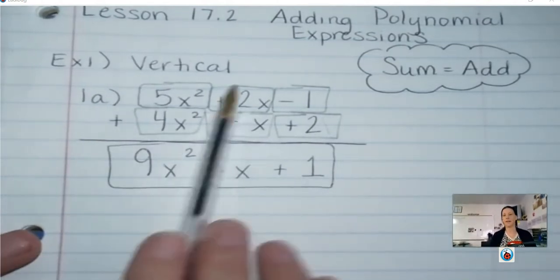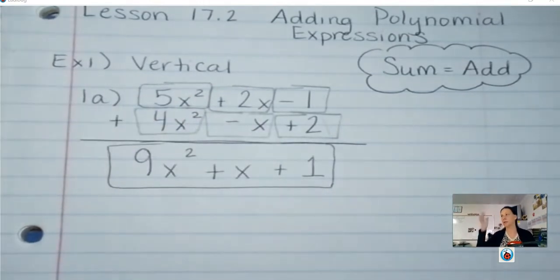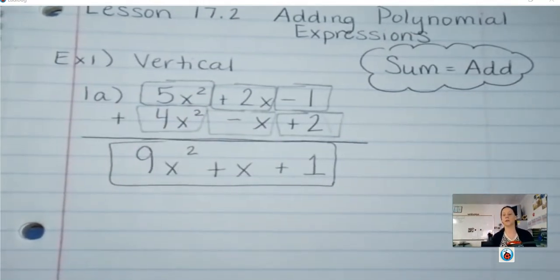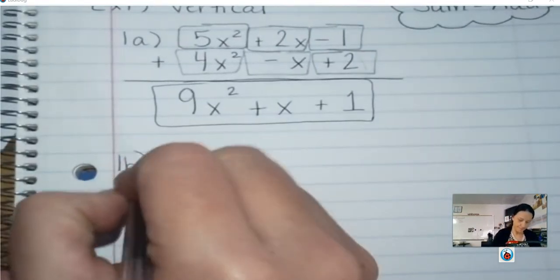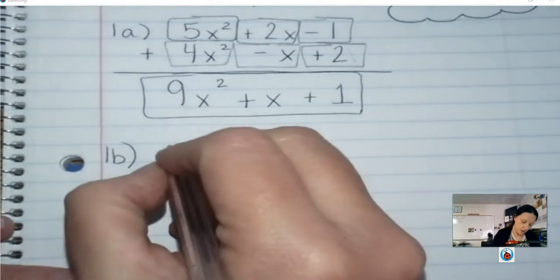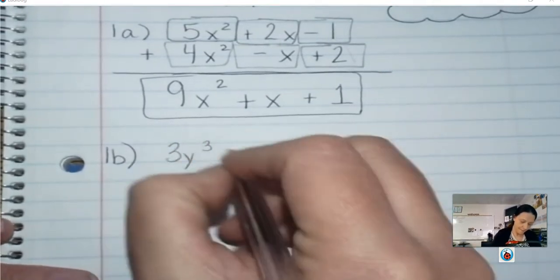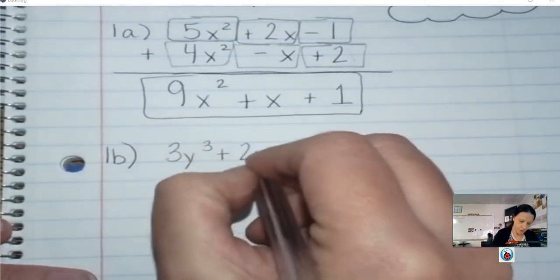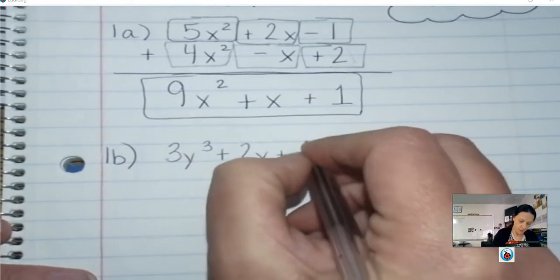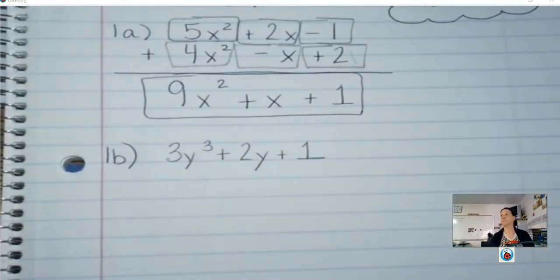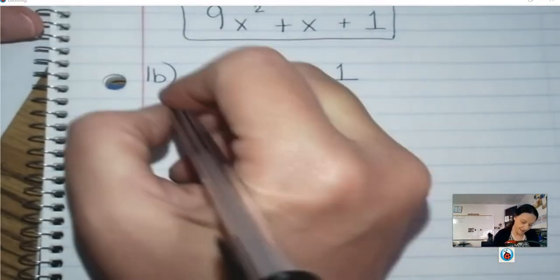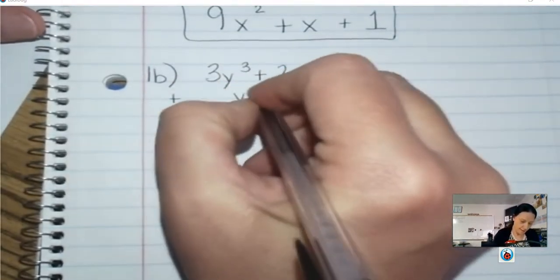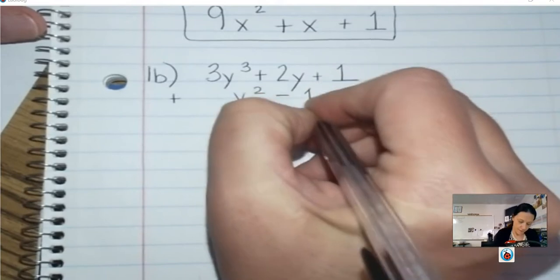However, most of the time everything's not stacked right on top of where it needs to go. So that's the tricky part. Okay, 1b now. 3y cubed plus 2y plus 1 plus y squared minus 1.